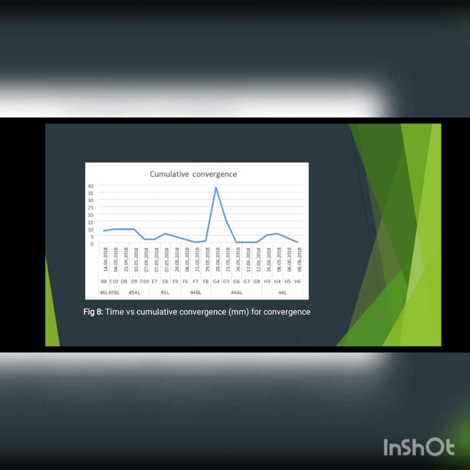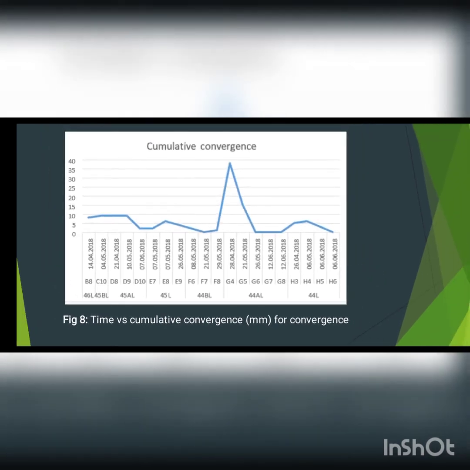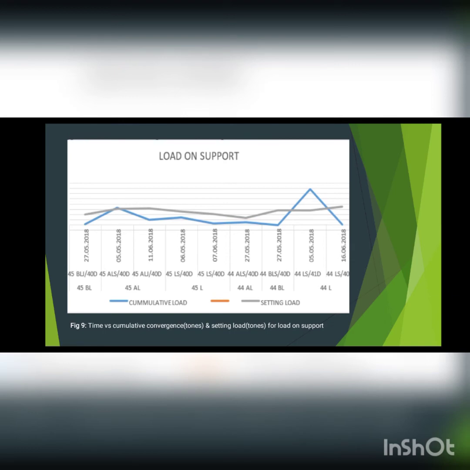So we can have a look at the graph. I hope the graph is clear enough. So below we have the date and location. So we can have a graph there, and we have time versus cumulative convergence and setting load for load on support. So it's basically time versus cumulative convergence and setting load for load on support.